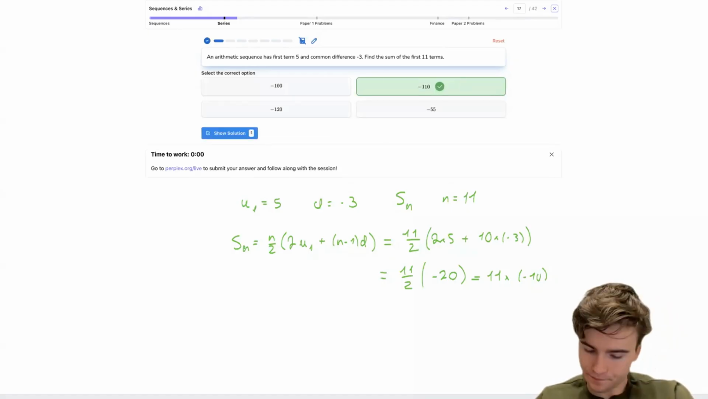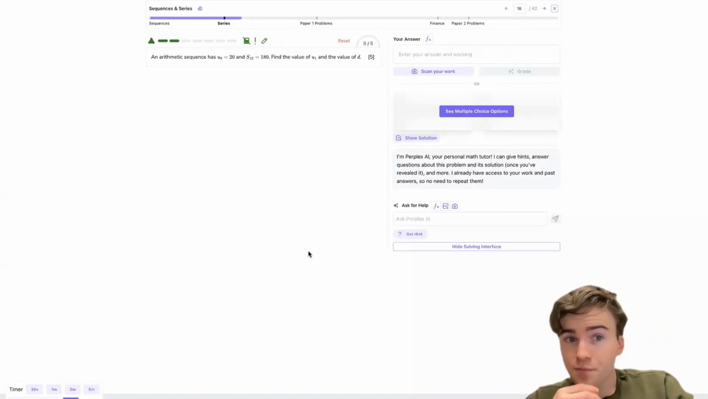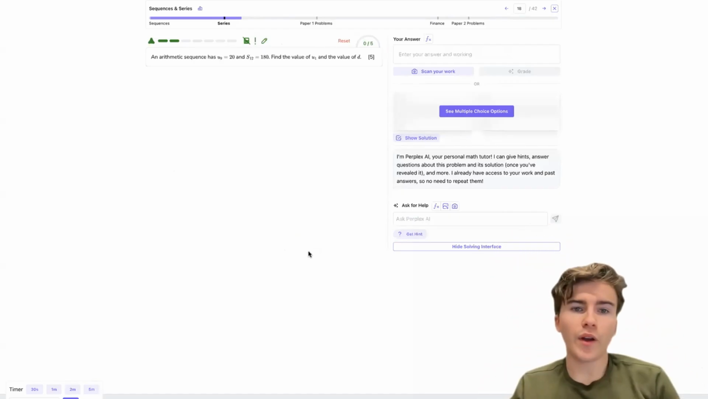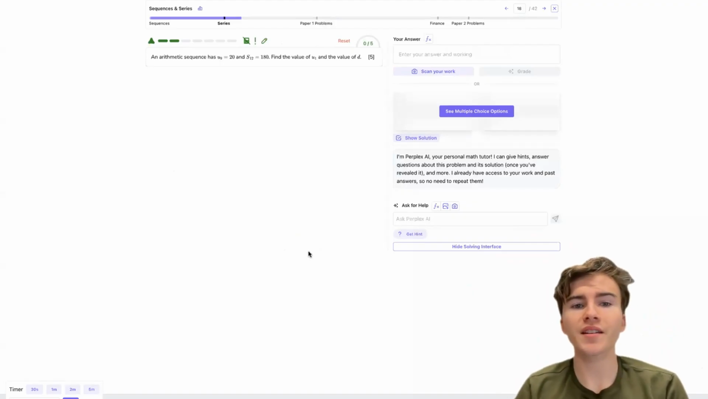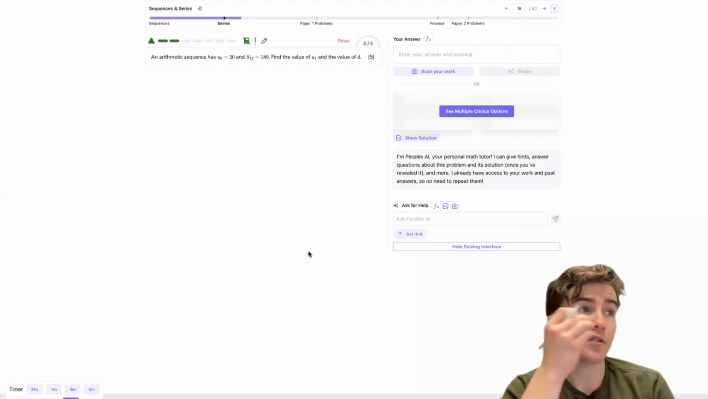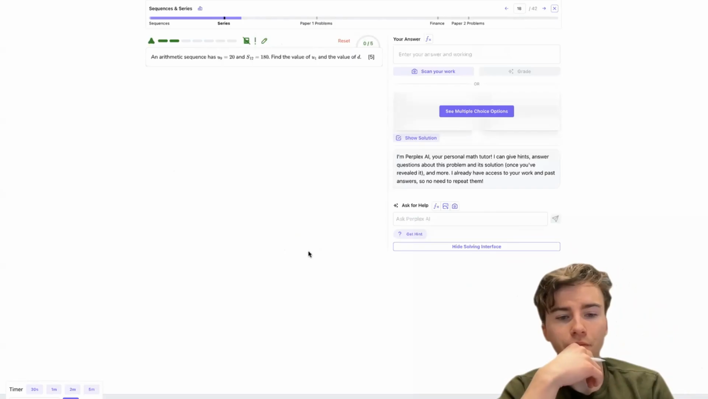Nice. Okay. I want to cover an exam problem before we move on to infinite geometric series. I have an arithmetic sequence with a ninth term 20, and the sum of the first 12 terms is 180. We have to find the value of d, the common difference, and the first term.